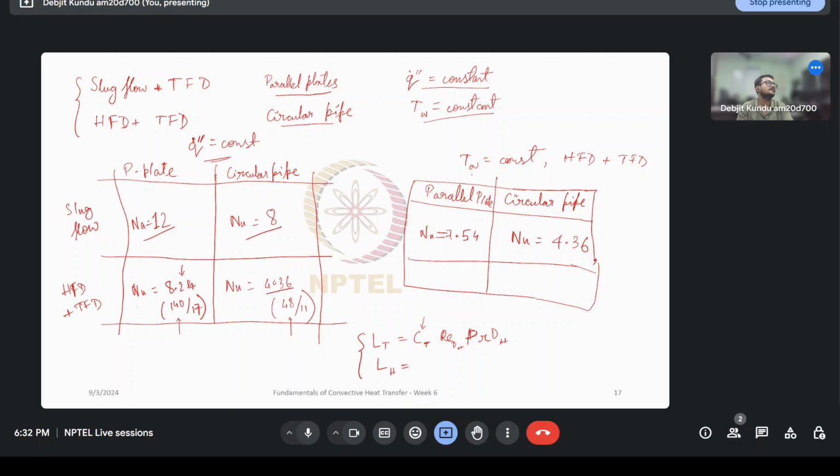And in the other case where we take the wall temperature to be constant, then we get for parallel plates Nusselt number as 7.54, and for circular pipe we get a smaller number of 3.66. And these are all with both the boundary layers fully developed.